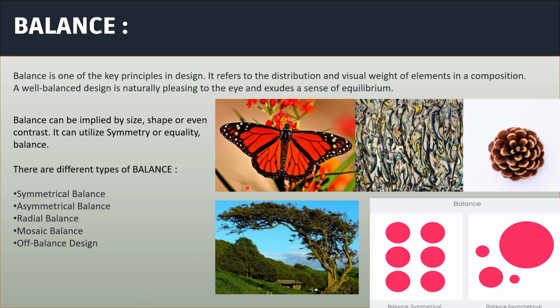Okay, this particular image over here is your symmetrical image. Let me take a different color. This is your symmetrical image. What is happening on this side is also happening on this side. So it is a symmetrical image. Then we have this image which is a mosaic image. You have your design here and there and it is a mosaic pattern. Then you have your radial balance. Then you have your asymmetric balance.